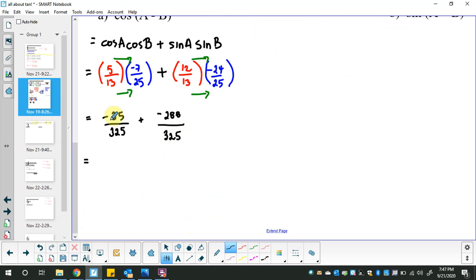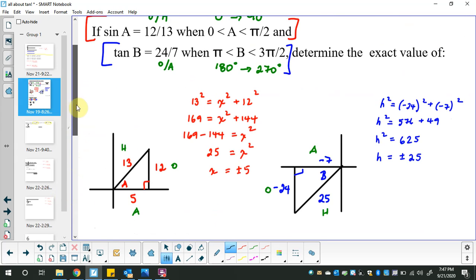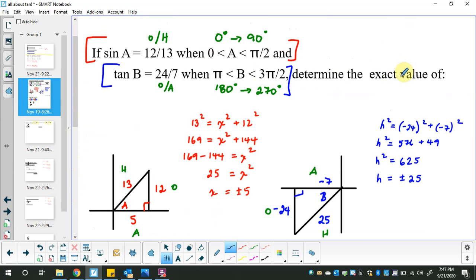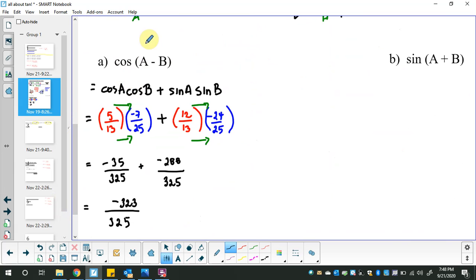So I'm not going to write negative 35 plus negative 288 all over one big 325. I know my answer is all over 325, but I need to figure out what negative 35 plus negative 288 is, and that answer is negative 323. And as long as this fraction is reduced, we're done. We have the exact value of this combination.